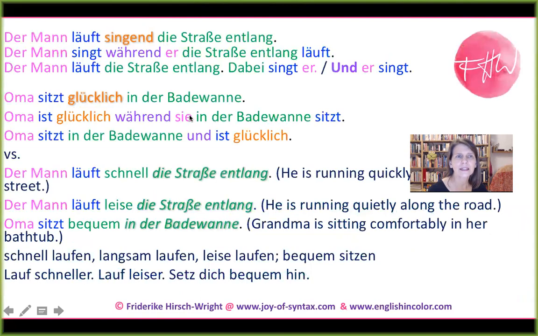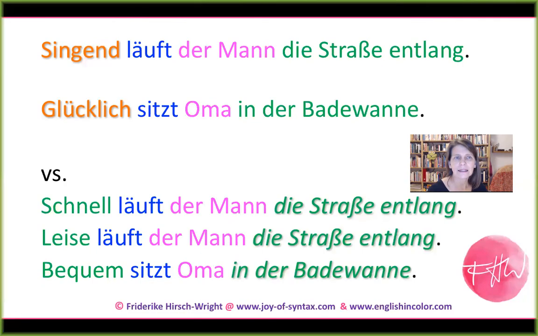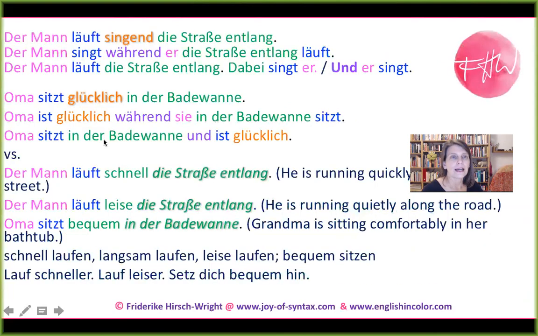Der Mann läuft singend die Straße entlang. Singend läuft der Mann die Straße entlang. Glücklich sitzt Oma in der Badewanne. And you can do the same with the adverbials. Schnell läuft der Mann die Straße entlang. Leise läuft der Mann die Straße entlang. Bequem sitzt Oma in der Badewanne. Okay, now let's go here and look at how else we could express the same meaning.